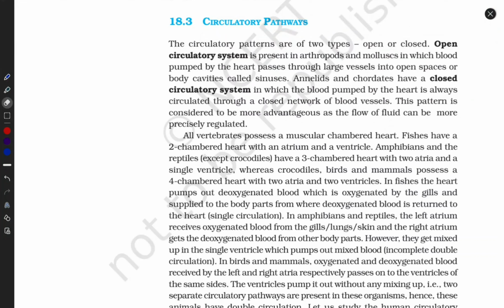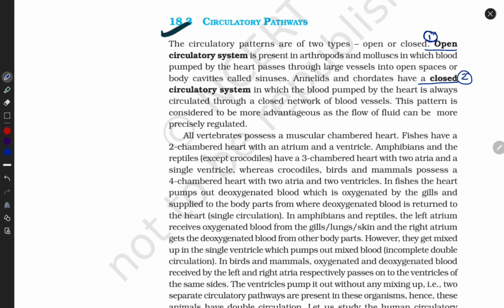Let's start our new topic, circulatory system. Yes, we are going to discuss how the circulatory system is performed by the heart, your favorite organ. The circulatory pathway is divided into two parts. First is the open circulatory system and second is the closed circulatory system.